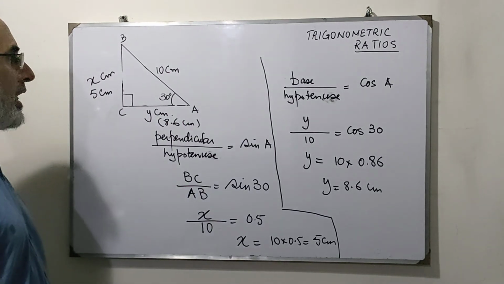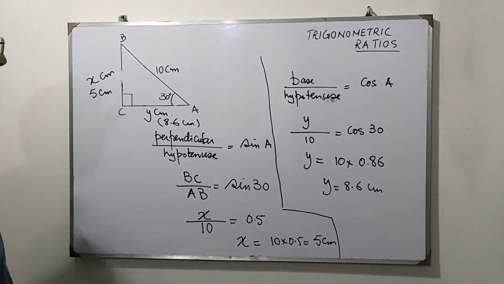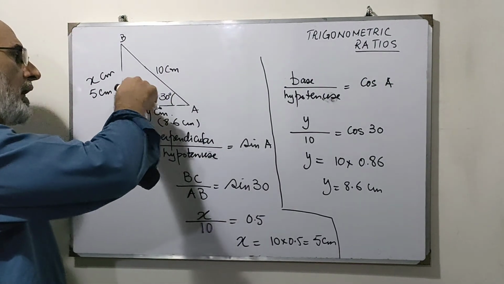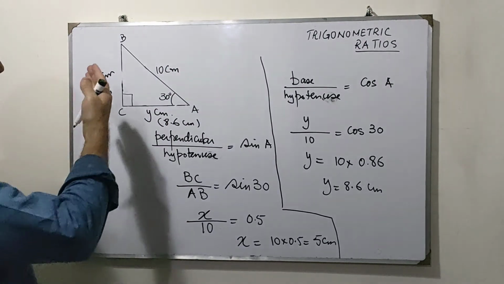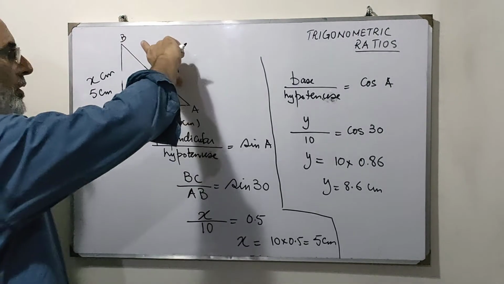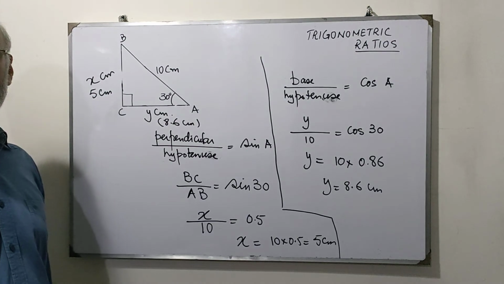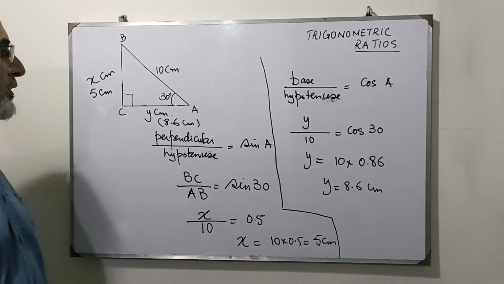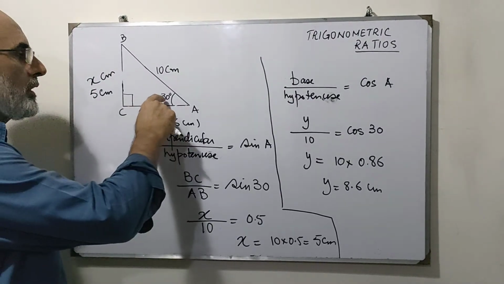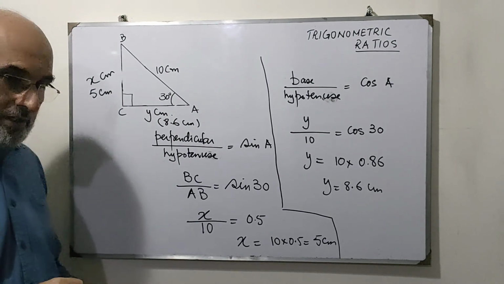Okay. Now let's assume that I have these given sides. I have the hypotenuse, I have the perpendicular, but the angle is not known, right? I can do that. So let's calculate that. How to calculate the angle which is not there? Okay, so let's do that.